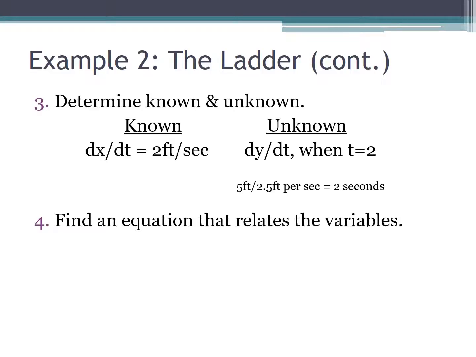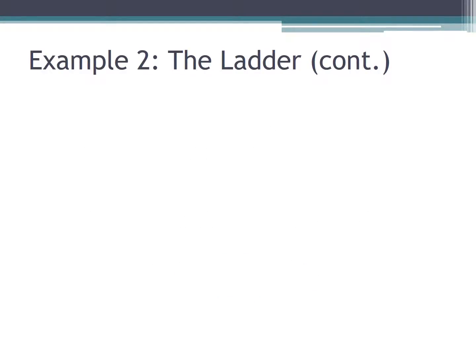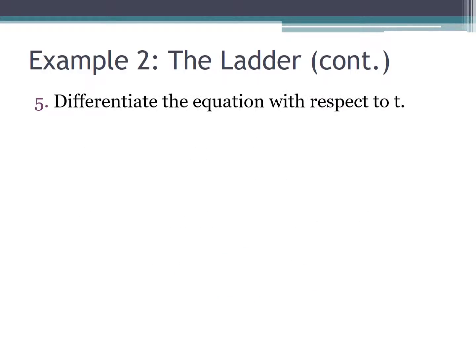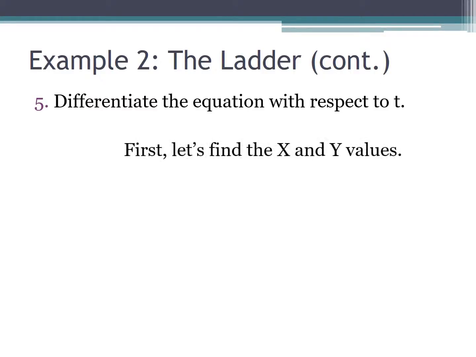Now we need to find an equation that relates these variables. Since we're working with a triangle, we can use the Pythagorean theorem. We also know that x squared plus y squared equals 13 squared, which was the length of our ladder. Now let's differentiate the equation with respect to time.